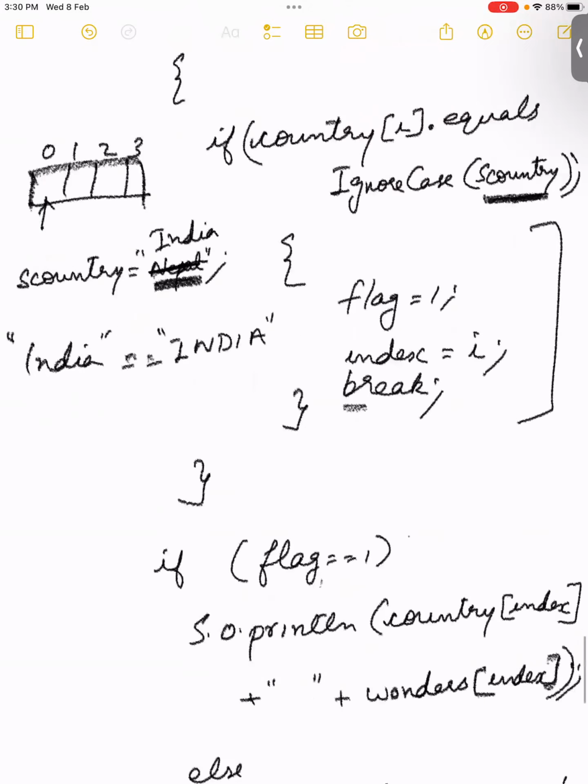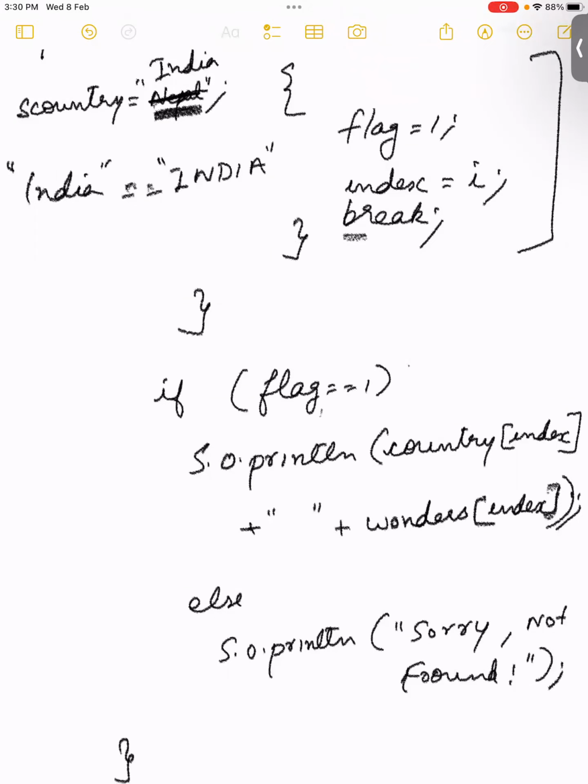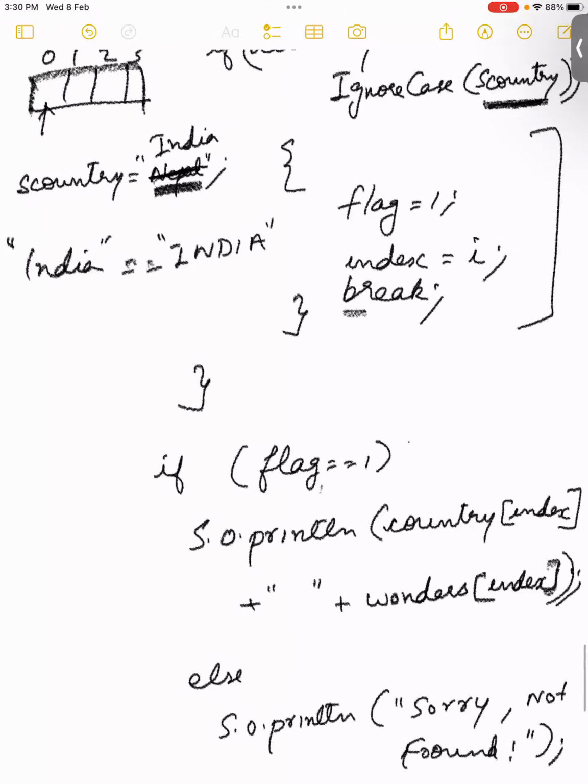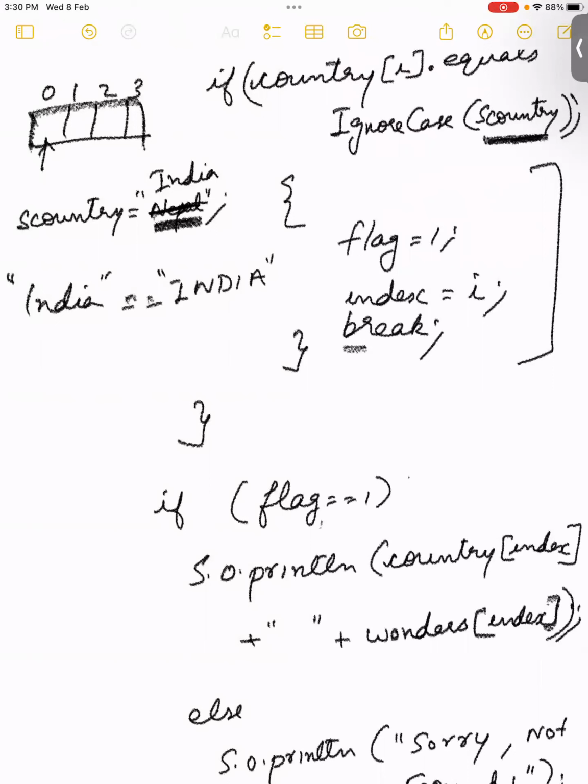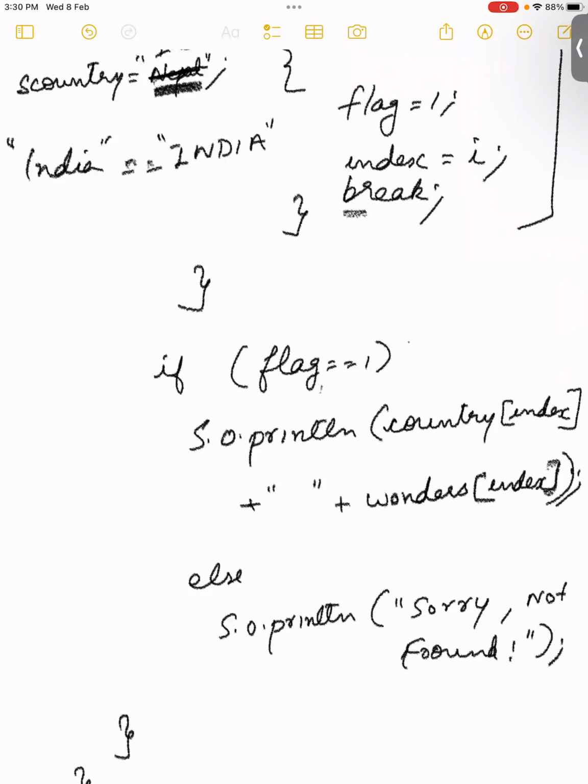You come out of the loop and then you are checking, okay, if flag equal to 1, yes, flag is 1, I have found a match. And what is the country of index? Country of index is here at the second. 0 was Mexico, 1 was Brazil, 2 was actually India. So 2 is what is stored in index. So here country of 2 is nothing but India. India and Taj Mahal will get printed. So this is how the program works.